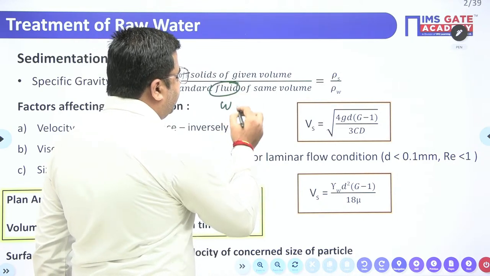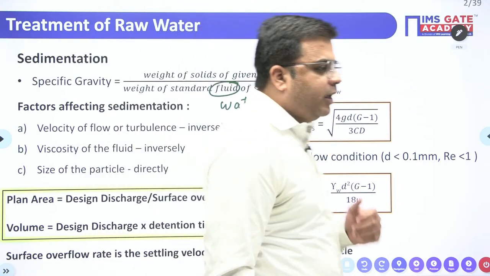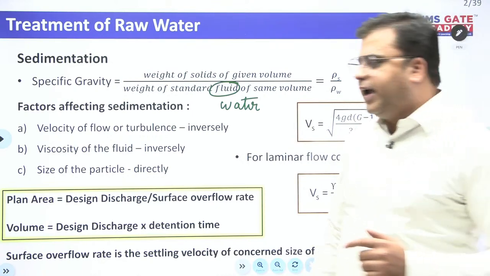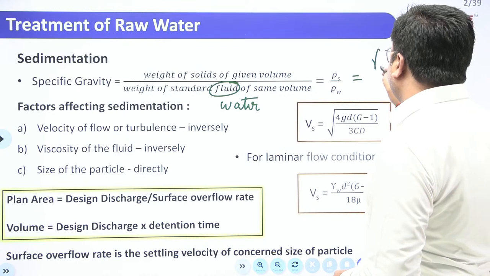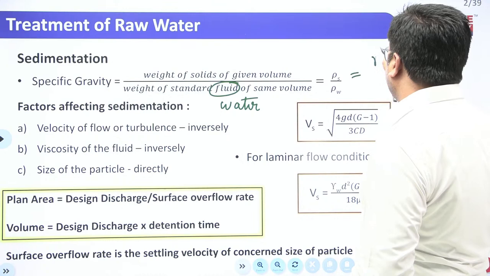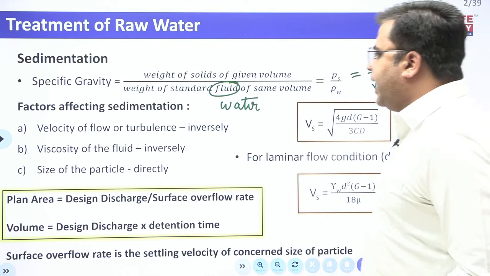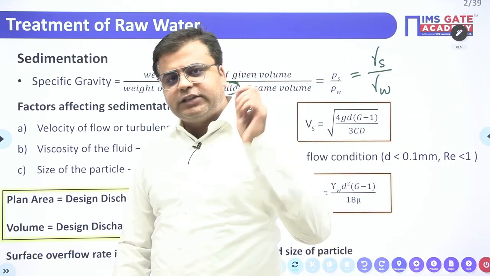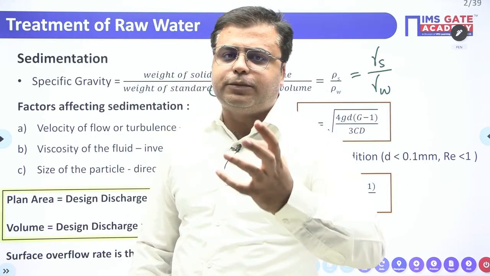This specific gravity can also be calculated by taking the ratio of the density of the solid to the density of the water, right? It can also be calculated by taking the ratio of unit weight of solid to the unit weight of water. So using either of the two expressions, we can calculate the specific gravity, and this specific gravity is solely responsible for the settling of any solid which is present in the water.